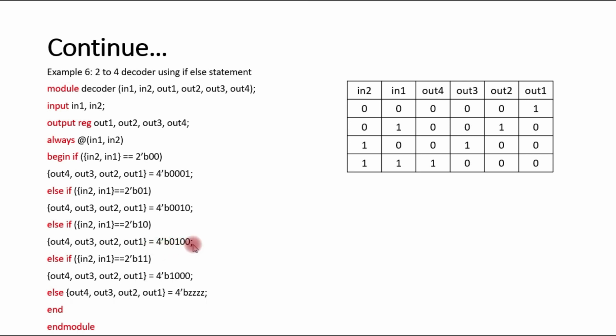If this condition is not true, then the last one is 1 1. Concatenation operation of in2, in1 is 1 1. In this case, out4 is at logic 1 and other outputs will be at logic 0. If none of the conditions is matched, then we are declaring out4, out3, out2 and out1 as high impedance states, and endmodule.